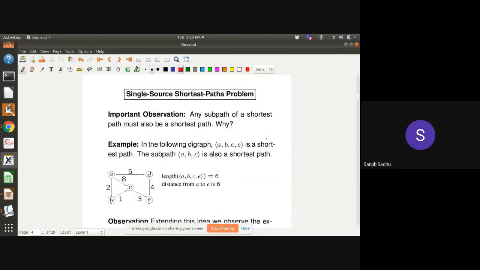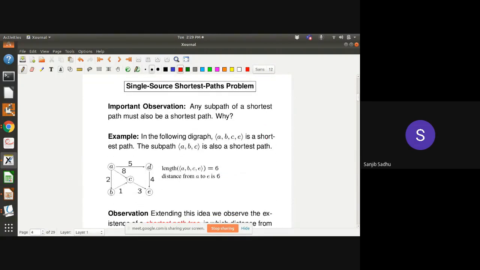Single source shortest path: any subpath of a shortest path must also be a shortest path. Yes, it is true. You see, I am just telling this.